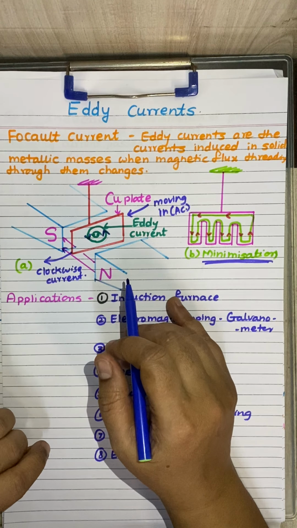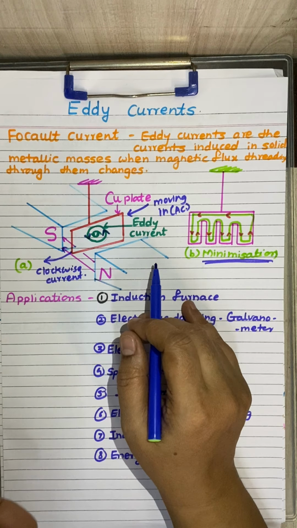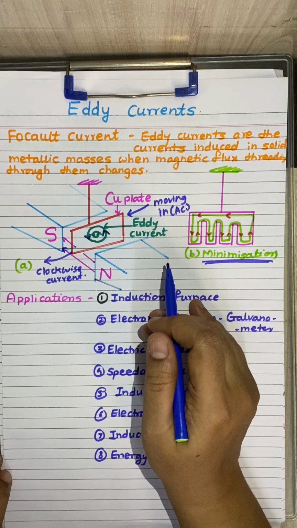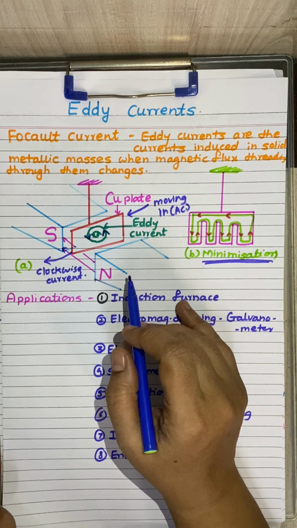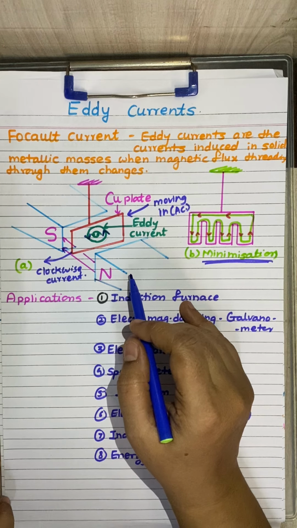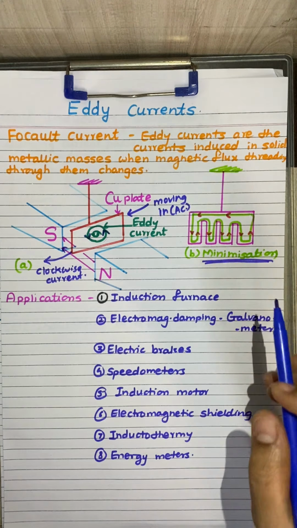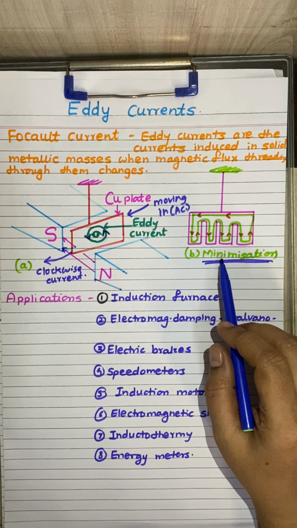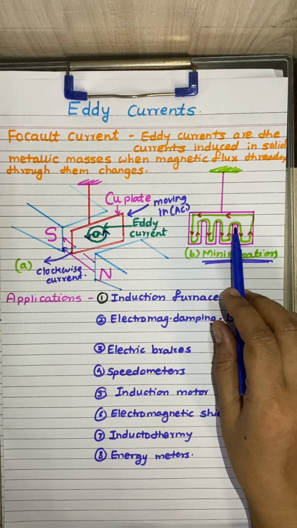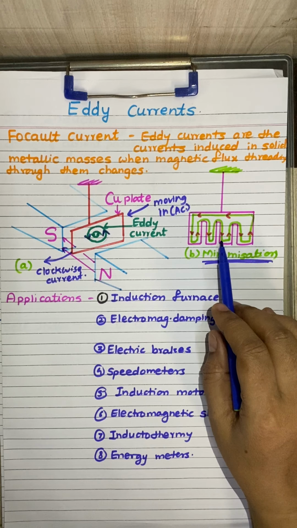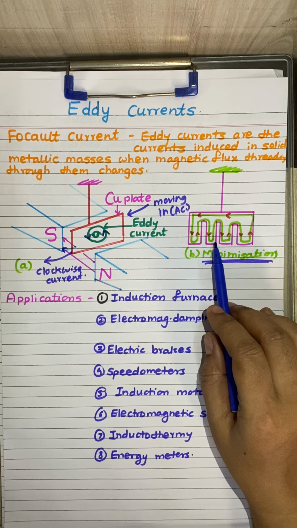Okay, and therefore eddy current causes heating effect and wastage of power. Now heat produced can damage the insulation of the coils also. So how to reduce it? So for minimization or reduction of the eddy currents, laminated cores are used instead of a single solid mass.